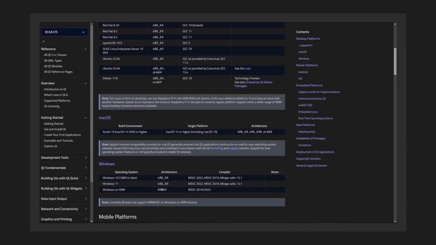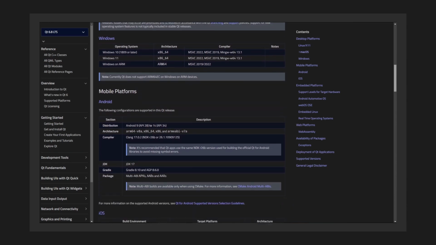You can read more about operating systems supported by Qt on their website. Remember that the choice of operating system has to be made together with the choice for embedded targets, so come back to the previous episode if you need some more instructions in this matter.